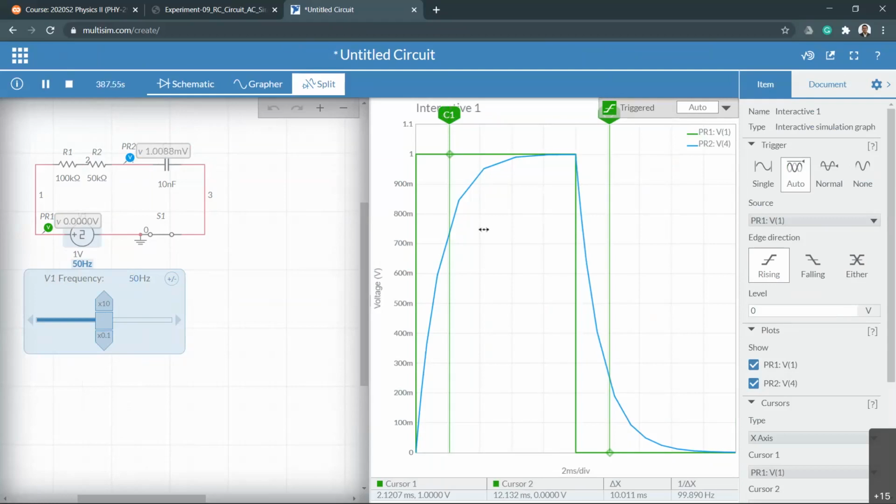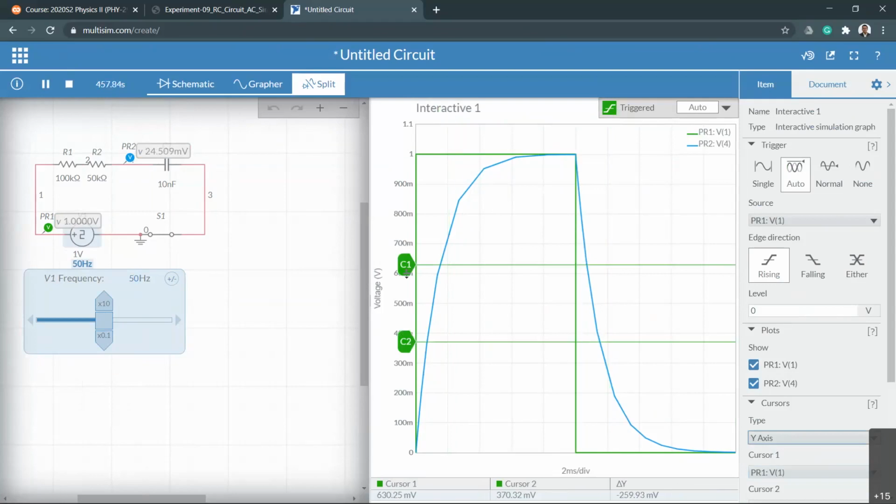Okay, so then it's the same thing, right? So I need to find the 63% on the charging side. So let's change the cursor into the y-axis. Let's bring cursor number 1 to 63%. That's about it, right? So let's change it a little bit. I need 630 milli. That's about it.